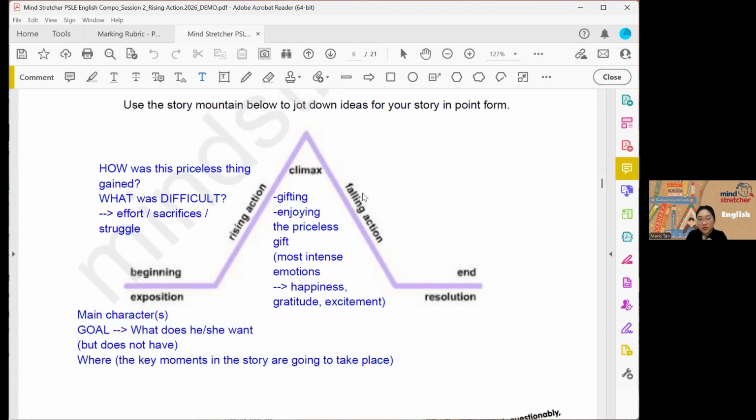Okay? Now, once you have done climax, rising action, beginning this way, then falling action is pretty straightforward, right? Once you've enjoyed the gift, happiness, gratitude, excitement, in the falling action here, you can start to tie up loose ends. Like, how did the event end? How did it end? If it's an event or an occasion or an outing, how did it end?